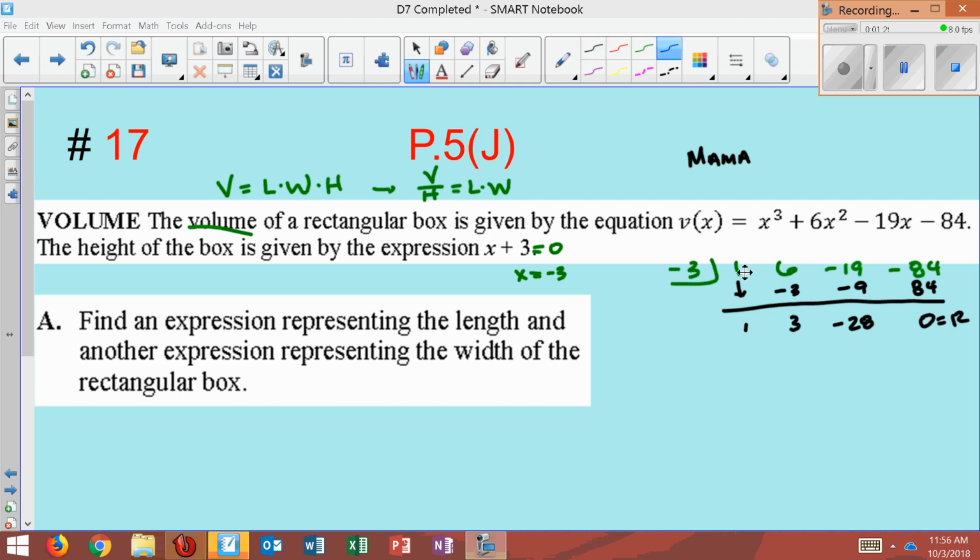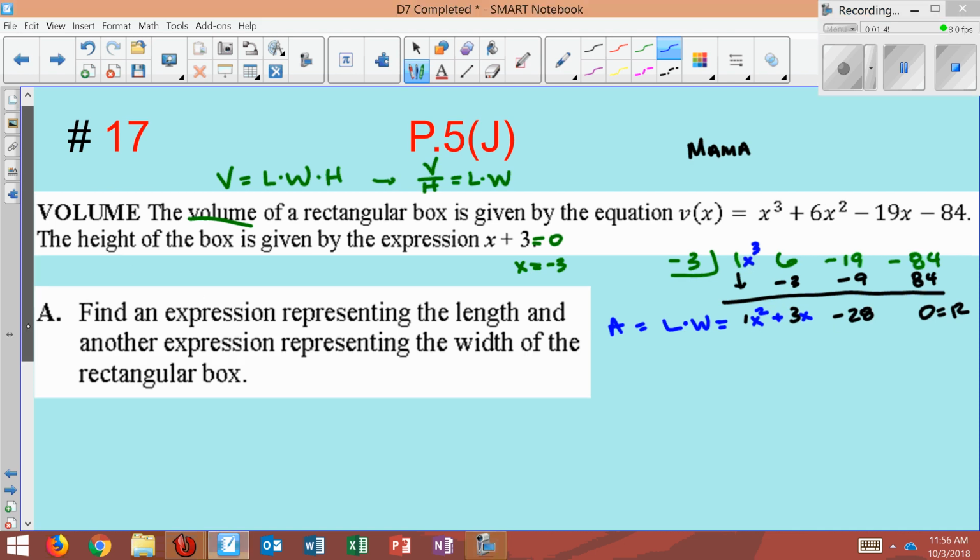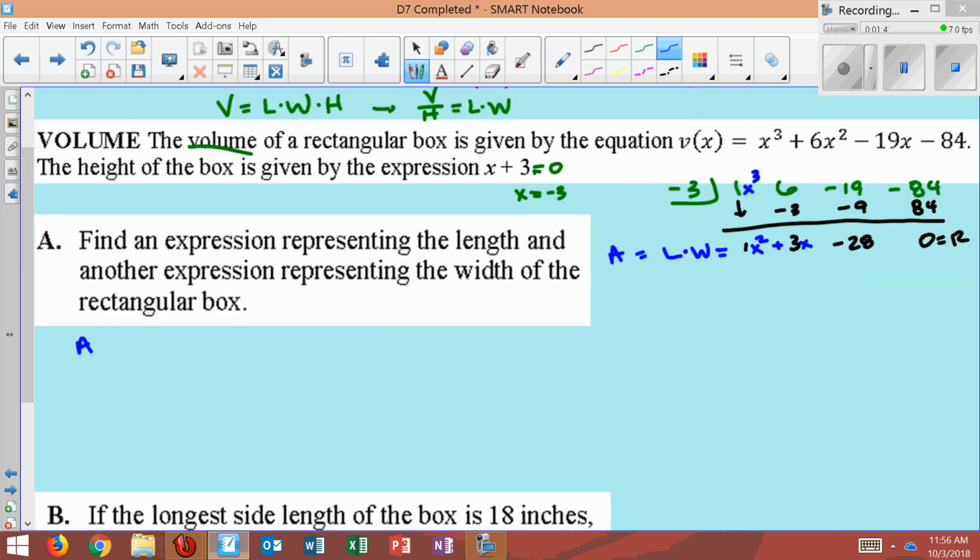That means, since this was x cubed, my length times width would be x squared plus 3x minus 28. That's the length times the width, also known as area. The area would be the length times width, which is this equation. So now that I know that, I'll put that on there. Area equals x squared plus 3x minus 28.